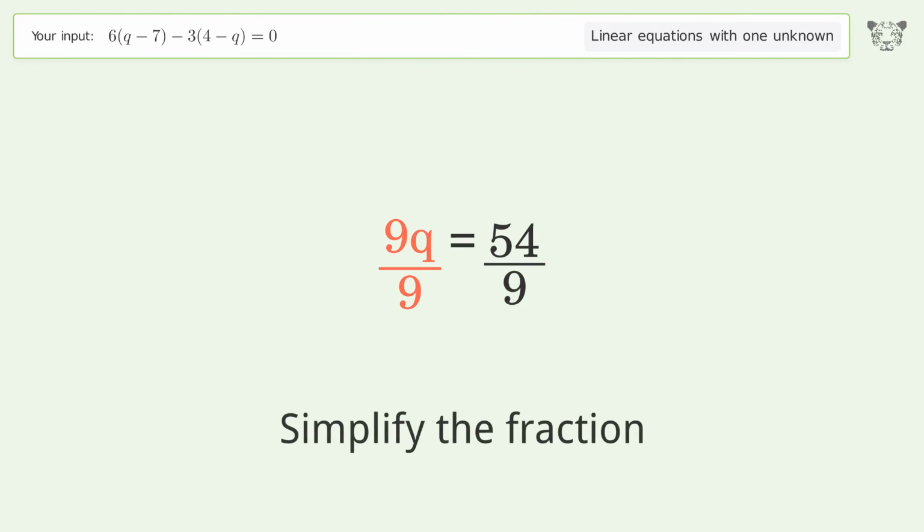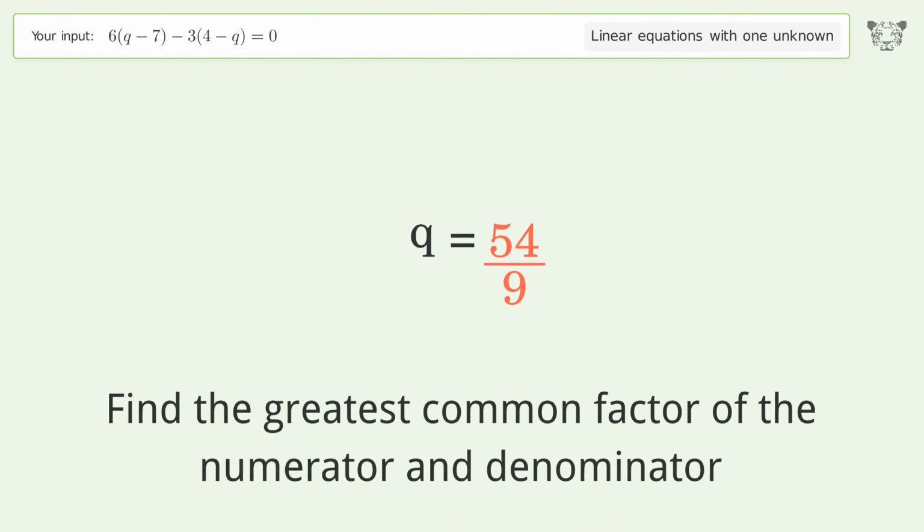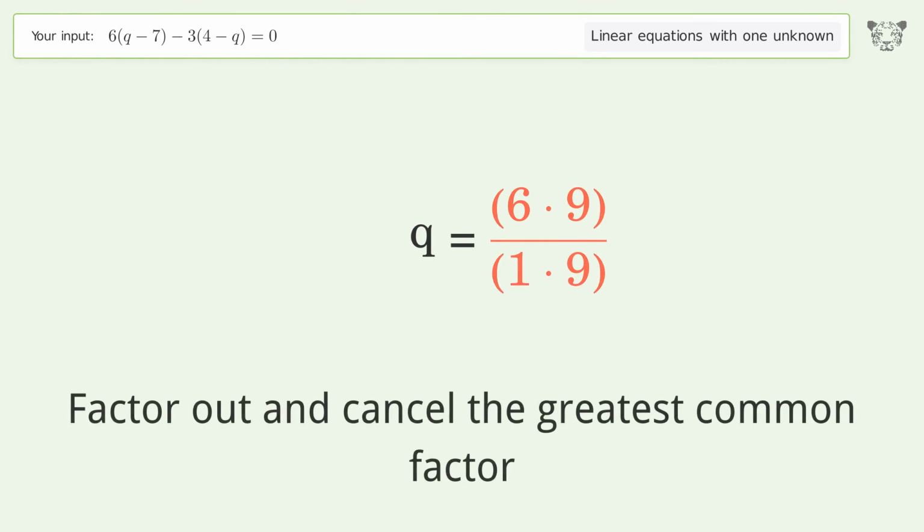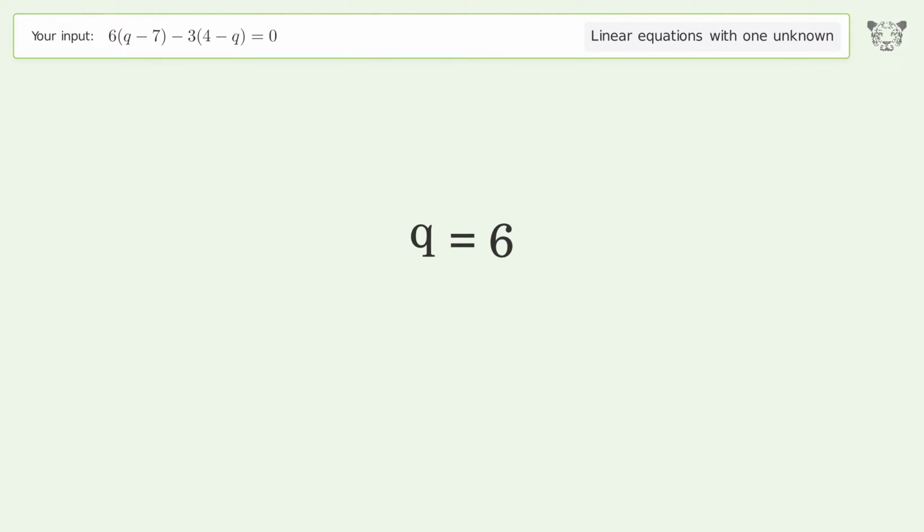Simplify the fraction. Find the greatest common factor of the numerator and denominator. Factor out and cancel the greatest common factor. And so the final result is q equals 6.